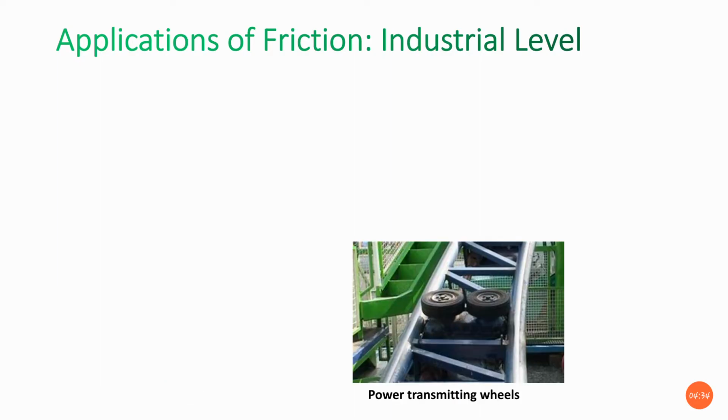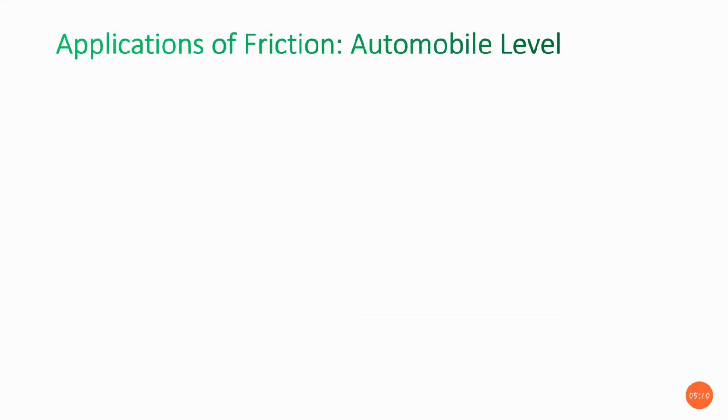So here we can see there are power transmitting wheels. In this case, one is going to be the driver and one is the driven. The driver is going to get the power from the engine, and the same thing is going to be transmitted to the next wheel. Then either an increment or a decrement is going to take place, depending on the size of the wheels. From the bigger wheel to the smaller wheel, the power is always incremented. From the smaller wheel to the bigger wheel, the power is automatically reduced. So these are the different industrial level applications, and many more we can also see in regular life.